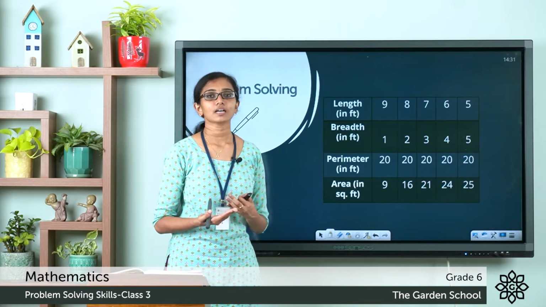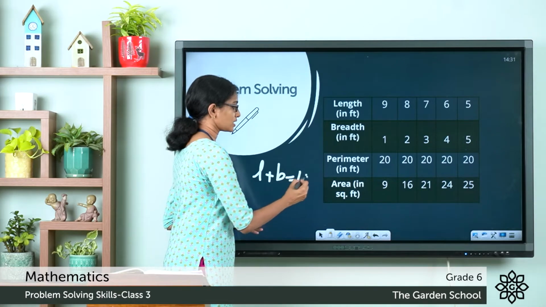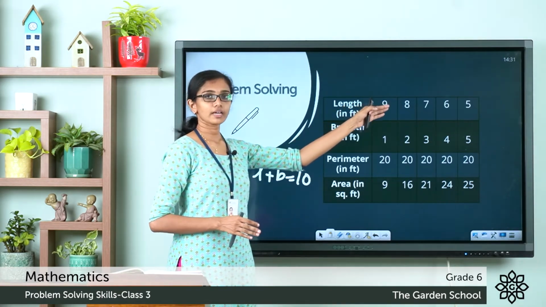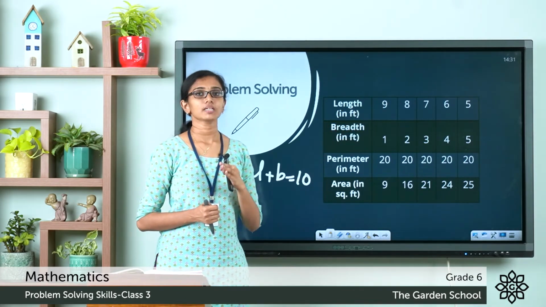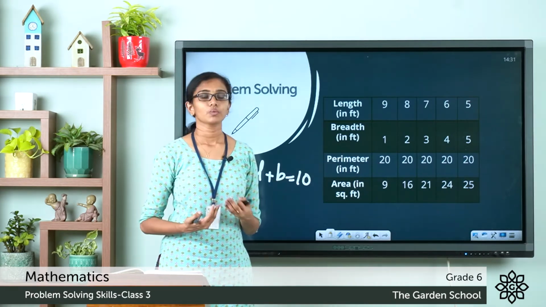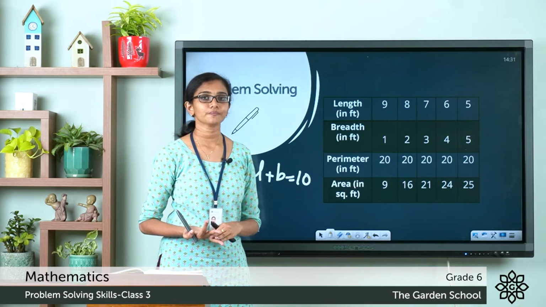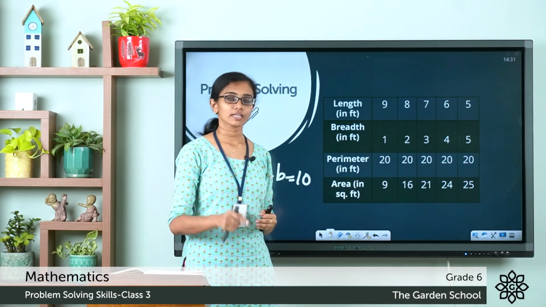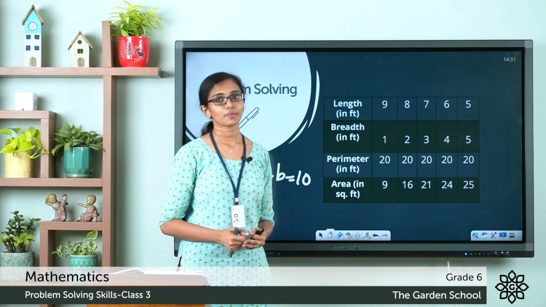So to get the length plus breadth equal to 10, the possible combinations of length and breadth are length equal to 9 and breadth equal to 1. The sum of length and breadth will be 9 plus 1, 10. Hence, the perimeter will be 20. Which are the other possible combinations of length and breadth to give you the sum of 10 feet? Length can be 8, breadth can be 2, so that the sum of length and breadth can be 10 to give the perimeter 20.